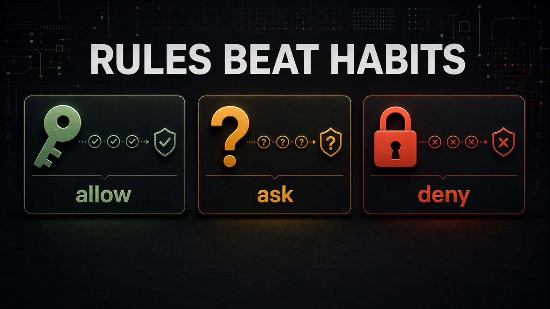And that is where permissions become practical. If you always approve npm test, allow it. If reading .env should never happen, deny it. Rules live in settings, not in Claude.md. Claude.md tells the agent what you want it to know about the project. Settings tell the agent what it is allowed to do. A later chapter has the Claude.md story.